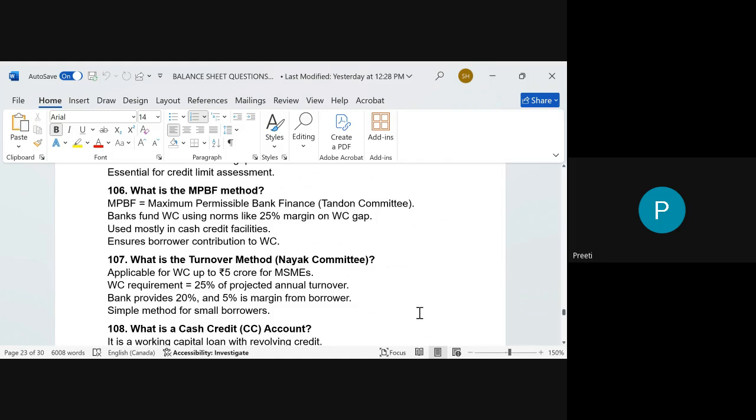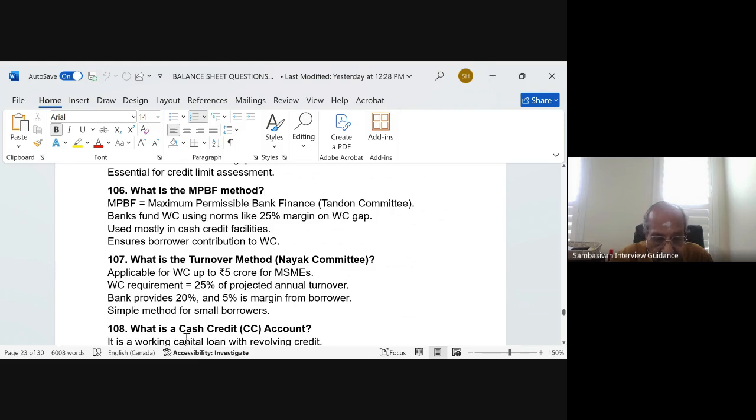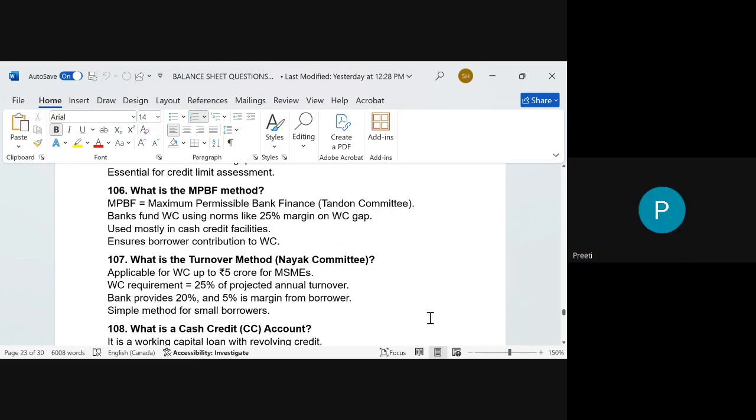What is turnover method? Nayak Committee. Applicable for working capital up to rupees 5 crore for MSMEs. Working capital requirement equals 25% of projected annual turnover. Bank provides 20% and 5% is margin from borrower. Simple method for small borrowers.